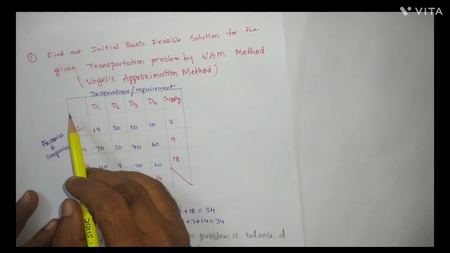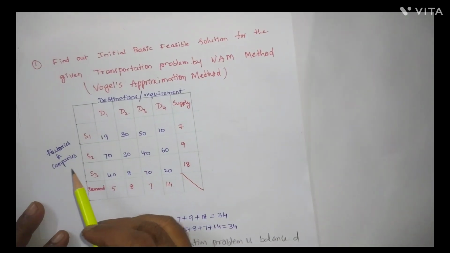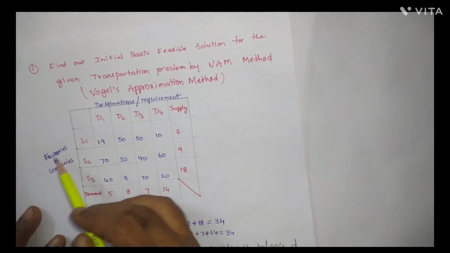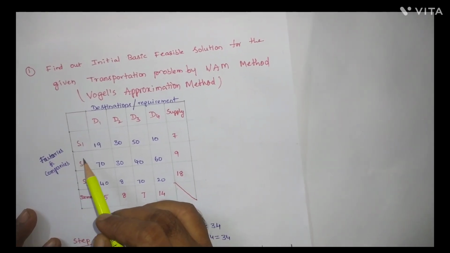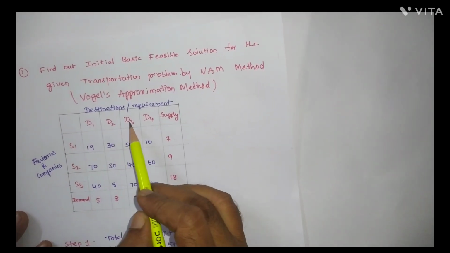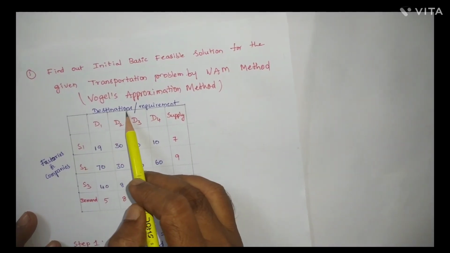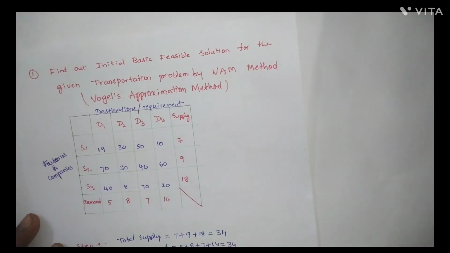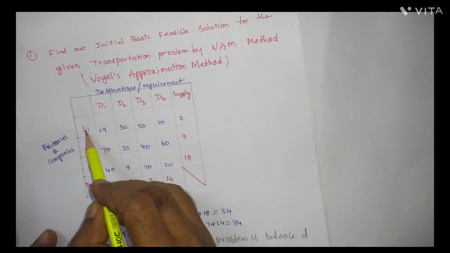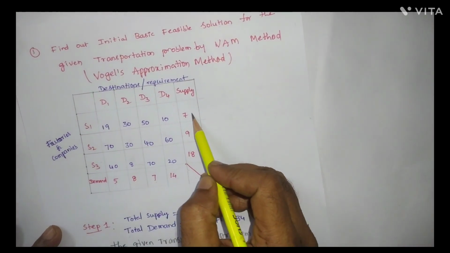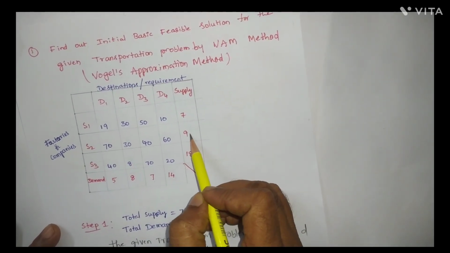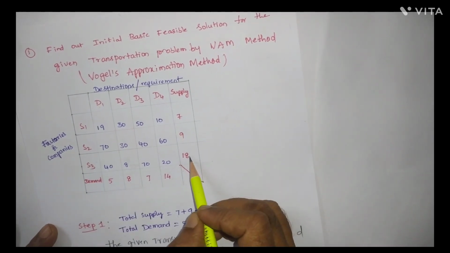Here the transportation matrix is given. S1, S2, S3 are three companies or factories which produce products. D1, D2, D3, D4 are destinations or requirement centers. S1 supplies 7 units, S2 supplies 9 units, S3 supplies 18 units.